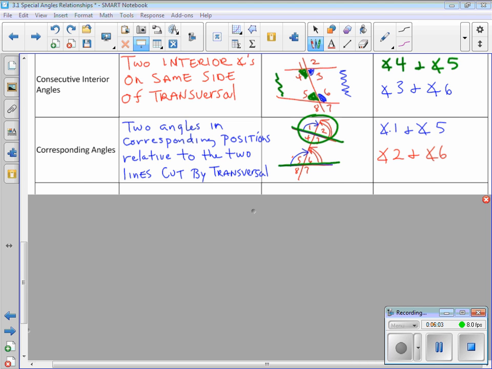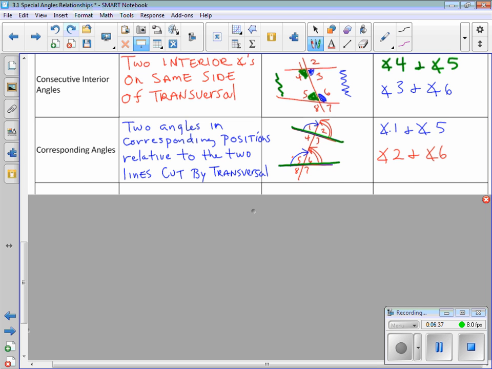So angle 1 is sitting at the top left-hand side of those four angles. So if you now look down at the bottom set of angles and say to yourself, which angle sits at the top left corner? That'd be angle 5. And so 1 and 5 are what we would call corresponding angles. They sit in relatively the same position as we look at this set of corresponding angles. Okay. 2 and 6 are the same.